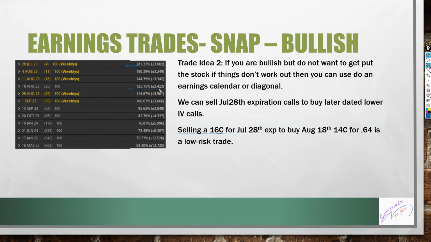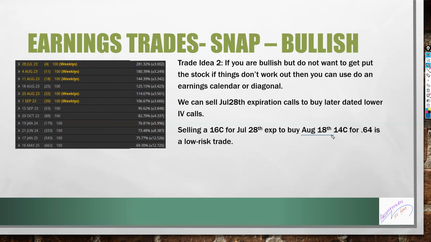And then you are buying a call in August 18th, which is only 125 IV. So this collapse in IV itself accounts for something. Even if Snap does not go higher, the IV collapse itself will keep your premium and you will be able to get out with 10 to 20% profit. So you could do this.